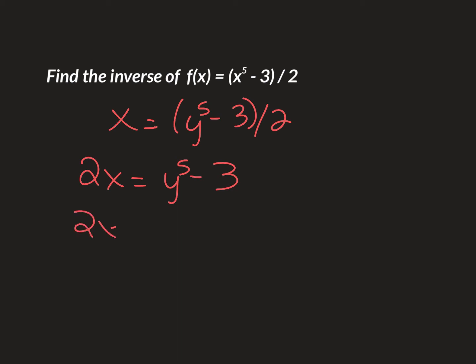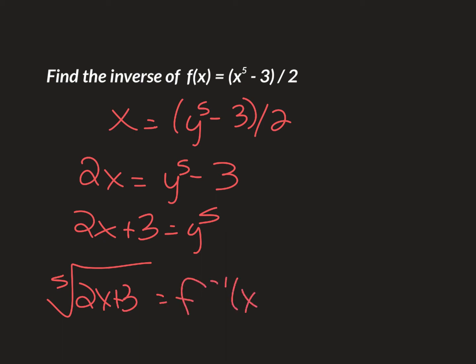Move the 3. And then take the 5th root. That's the way you get rid of the 5th power, is you take the 5th root of both sides. And I'm going to go ahead and change this to inverse notation. And there it is. So one more time, steps. Put y in first of all. Switch, interchange your x and y. Solve for y. Plug back in your right notation. And you're good.